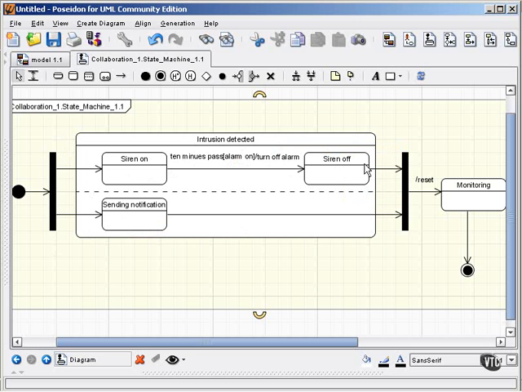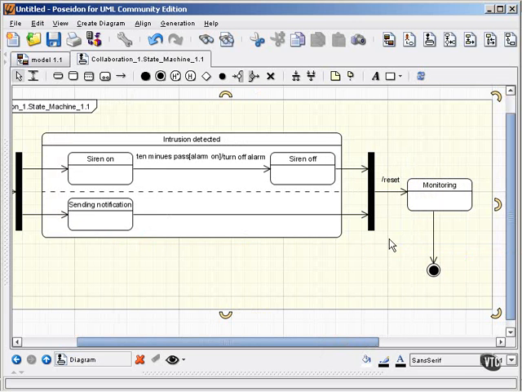When both the siren off state and the sending notification state have happened, then the system can reset. It can't reset if notification has been sent and the siren is still on. We have to have the siren off state before the reset, and then the system goes to the monitoring state, which in the simple diagram would be the final state.